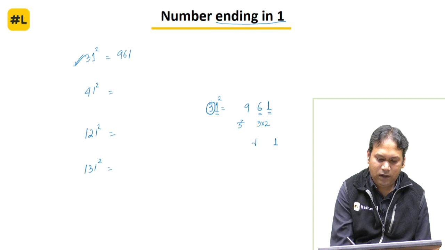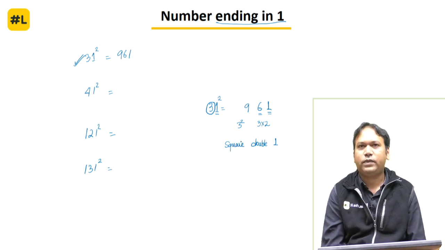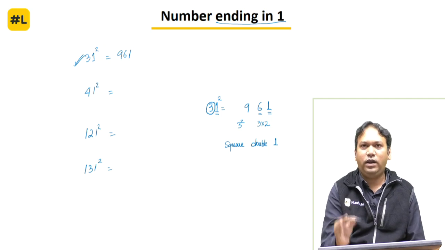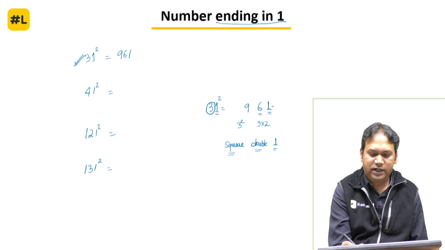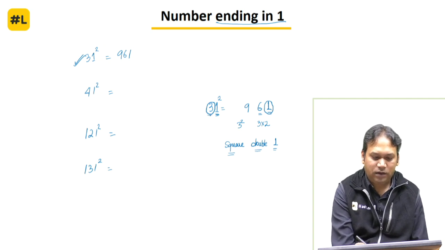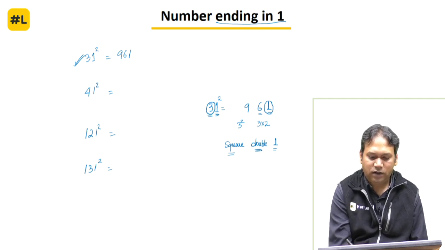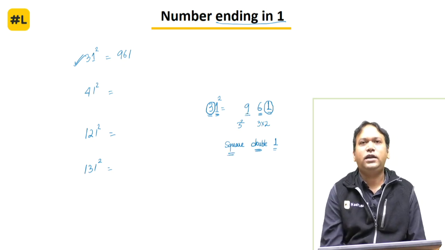1, double, square. Very important: 1, double and square. Finding out 31 square: 1, double and square. First write 1 because the number is ending in 1. Now this number 3, what is the double of 3? 6. What is the square of 3? 9. What is the answer?